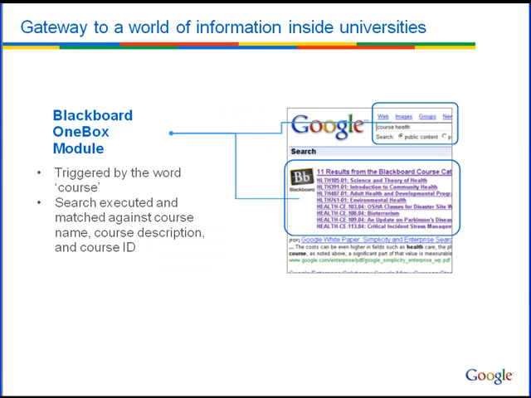Here are some simple examples of how you can enhance this. We have a Blackboard one-box module where, if a university wants to, you can type in a specific course number or course module, and it will search the Blackboard repository and bring back specific results from the Blackboard application.